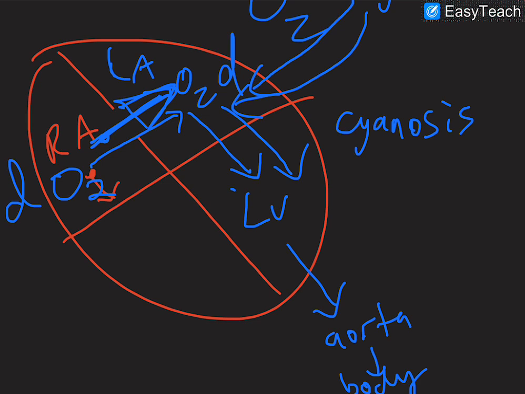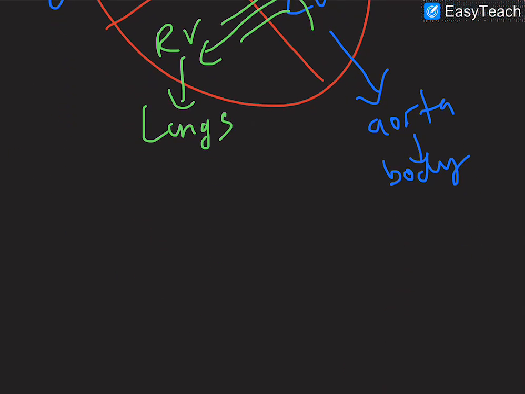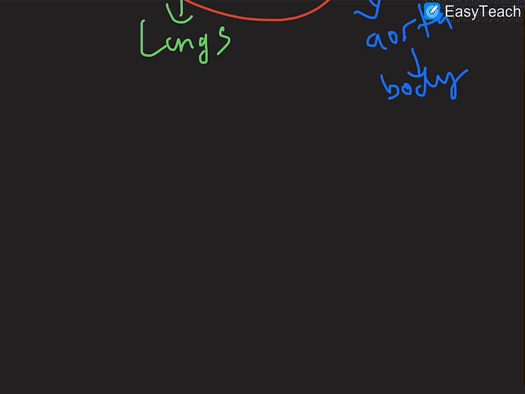So the way this works is we either need a VSD, so that blood can go from your left ventricle to your right ventricle, and then from your right ventricle to your lungs, so you can get some blood that gets oxygenated at least, or you need a patent ductus arteriosus. So what are the two ways we can get blood to the lungs?